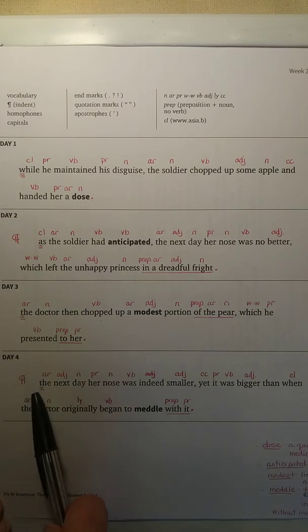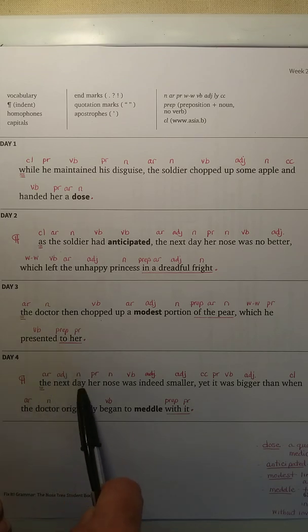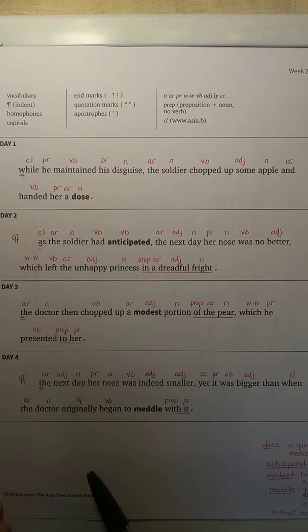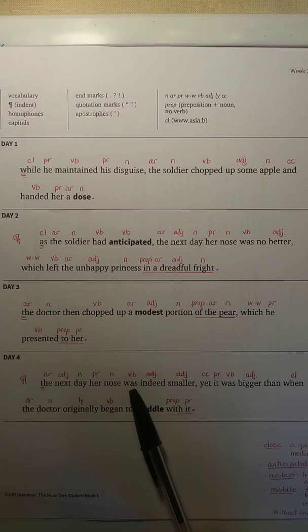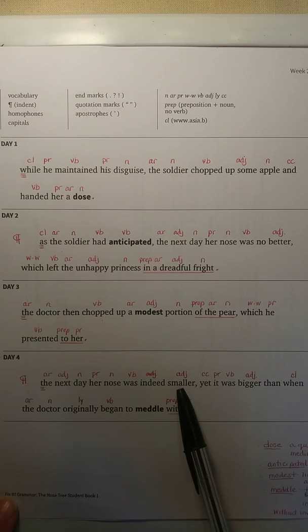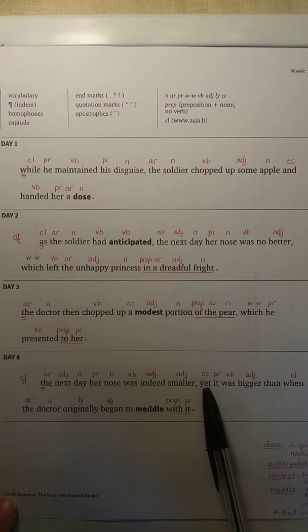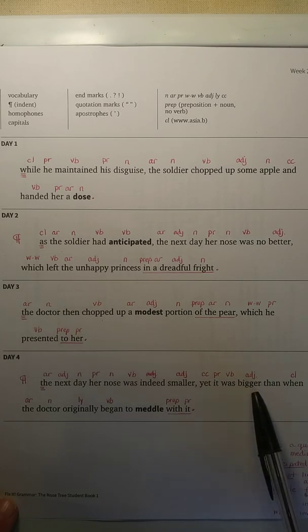Last sentence. A new paragraph because we're starting the next day. The is capitalized, it's an article. Next is an adjective describing which day, which is a noun. Her is a pronoun, knows is a noun, was is a verb, that's a mistake. Smaller is an adjective, it's a comparative adjective. Yet is a coordinating conjunction. It is a pronoun, was is a verb, bigger is another comparative adjective.